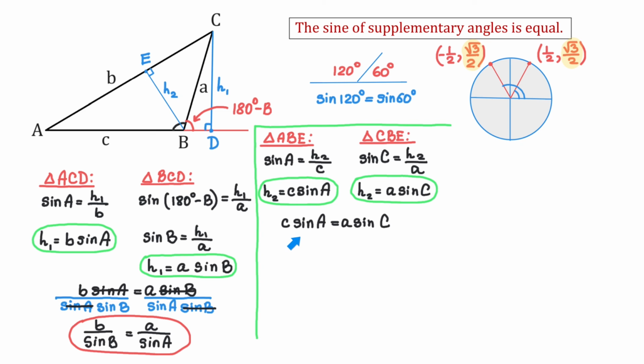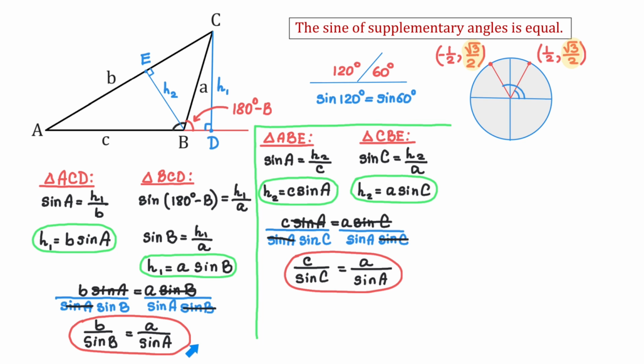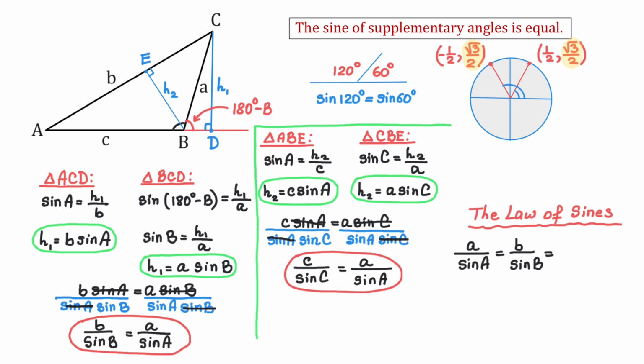Next, we will divide both sides by sine of A sine of C. Then on the left side, sine of A will cancel, and on the right side, sine of C will cancel. And now we will have C over sine of C equals A over sine of A. And now if we combine these two together, then we will have the law of sines. And that will be A over sine of A equals B over sine of B equals C over sine of C.